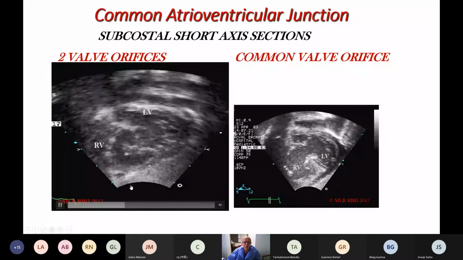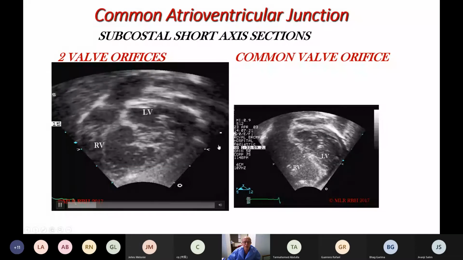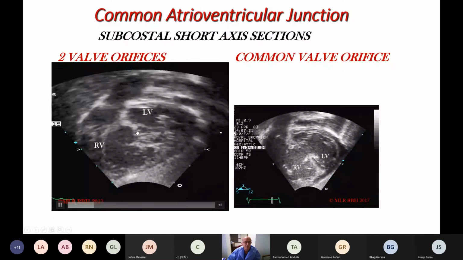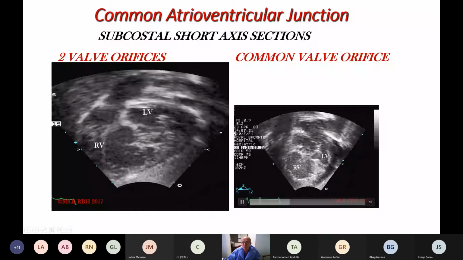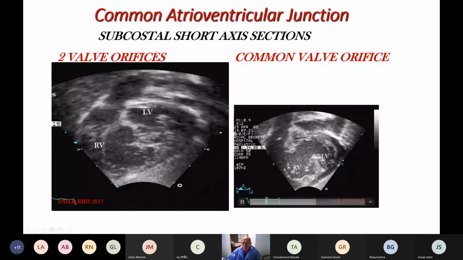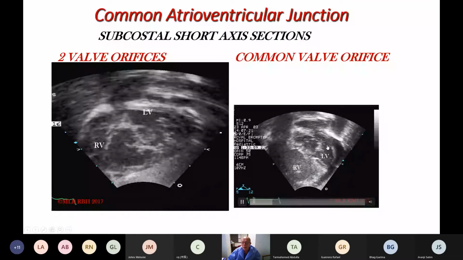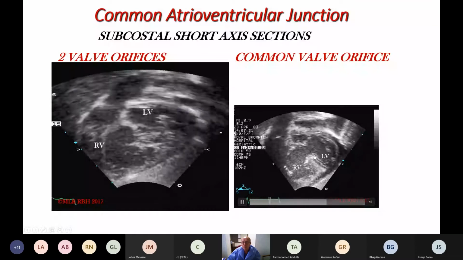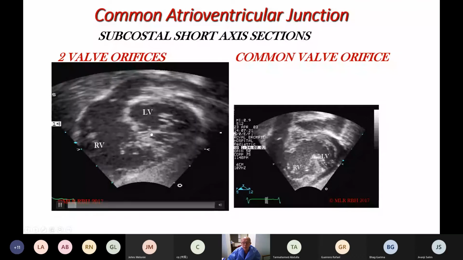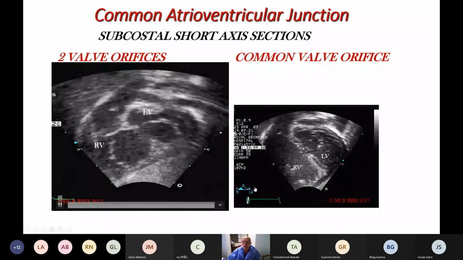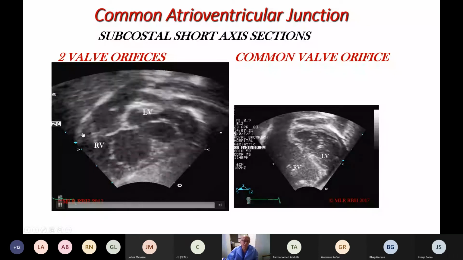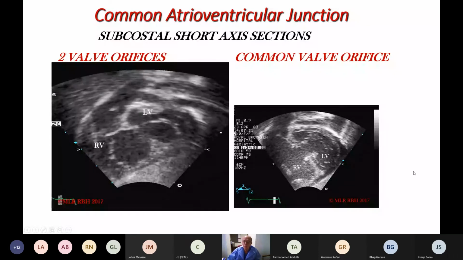If we look at the subcostal short axis view in an AVSD with 2 valve orifices, this is a routine primum defect, or in this infant with a complete AVSD, they don't look all that different, do they? But you can see the 3 leaflet left ventricular valve, which gives you the diagnosis. You can see the 3 leaflets here, left mural leaflet, superior and inferior bridging leaflet, similarly on this side. And you can see what is effectively the common AV junction.